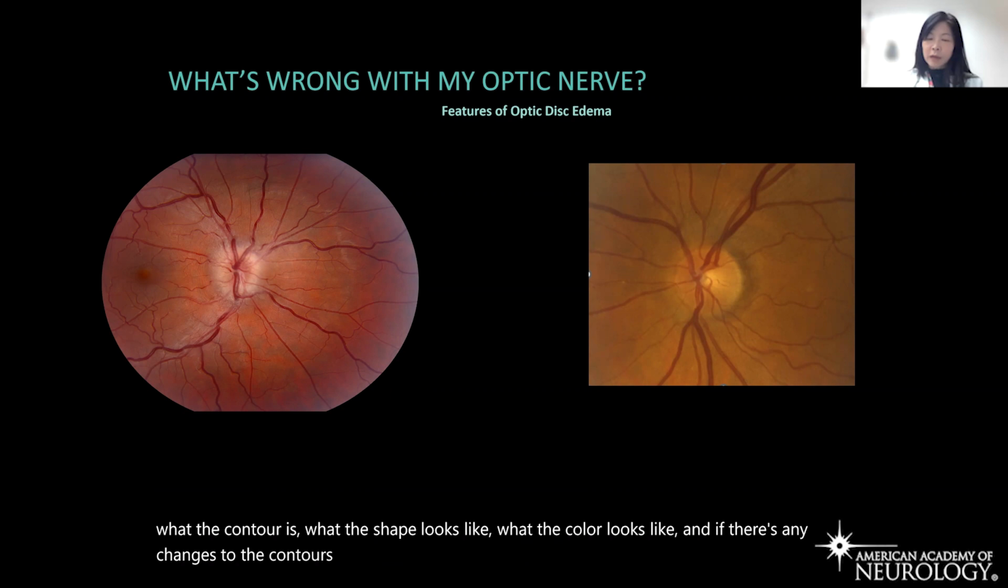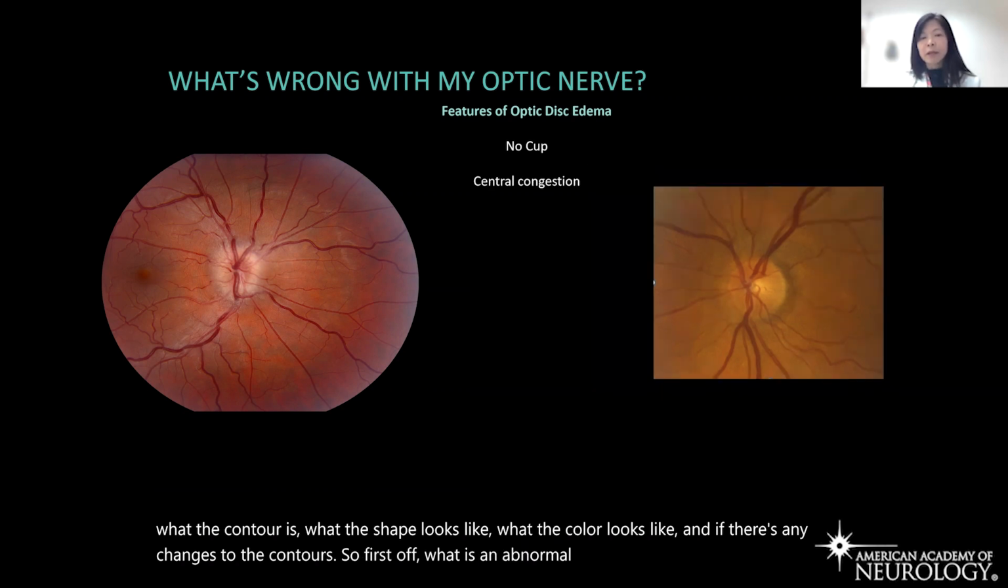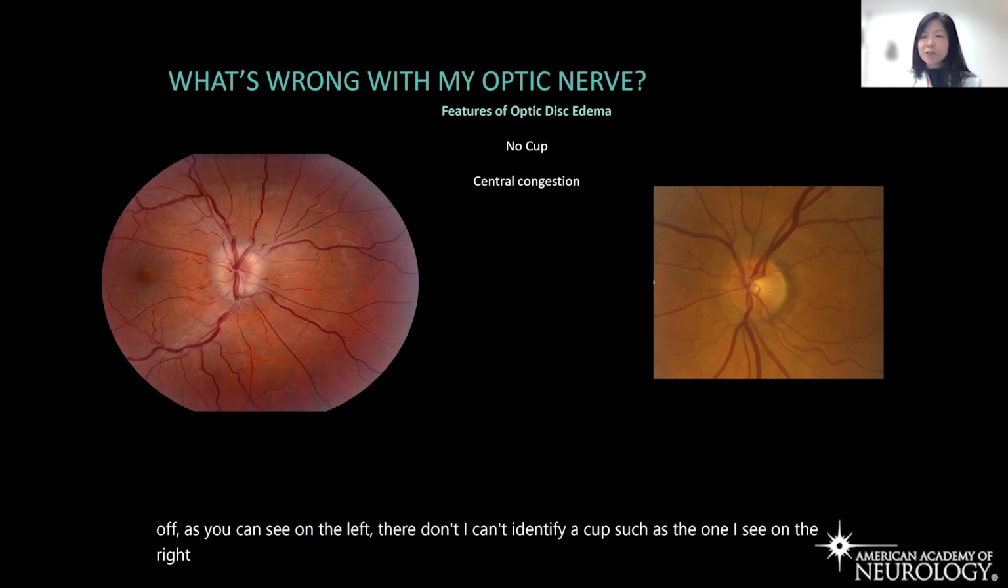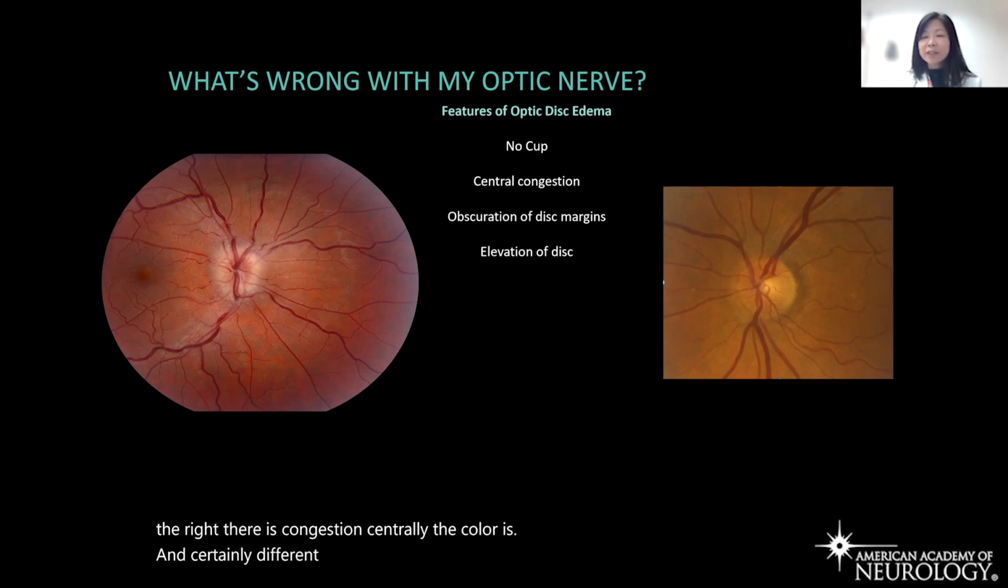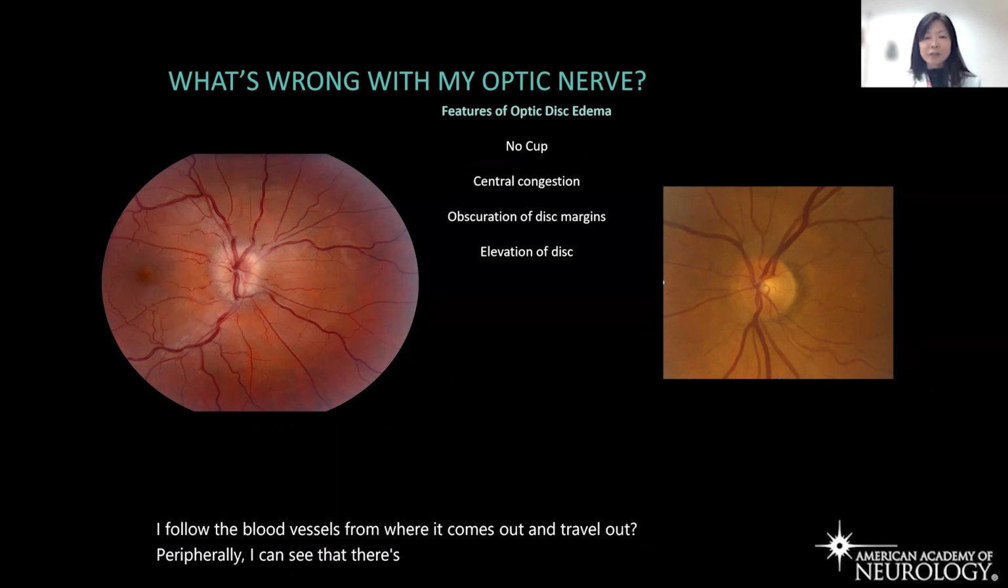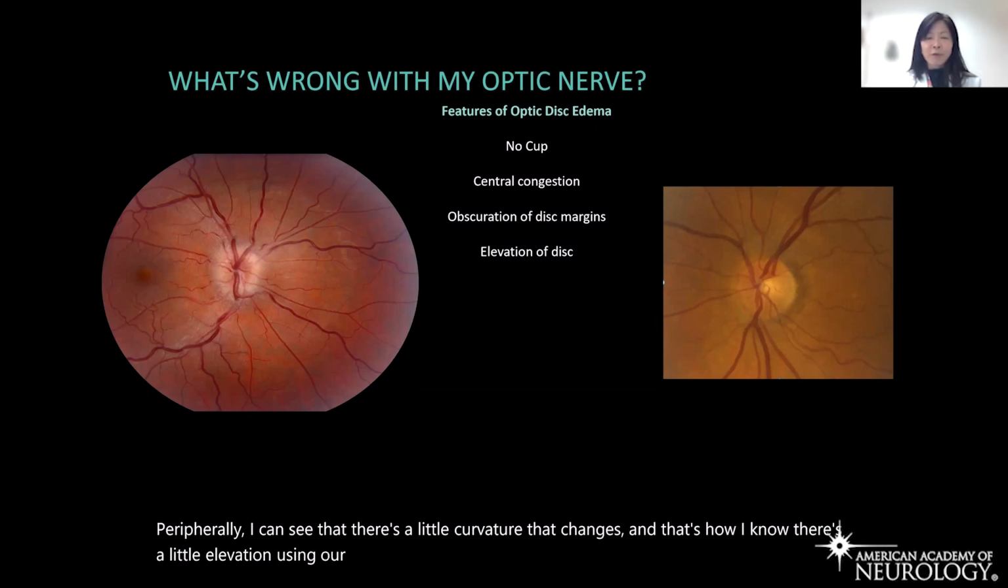So first off, what does an abnormal nerve look like? What can it look like? First off, as you can see on the left there, I can't identify a cup such as the one I see on the right. There is congestion centrally. The color is certainly different. There's an elevation of the nerve. How do I know there's an elevation? If I follow the blood vessels from where they come out and travel out peripherally, I can see that there's a little curvature that changes. And that's how I know there's a little elevation. Using our two-dimensional cues is helpful.